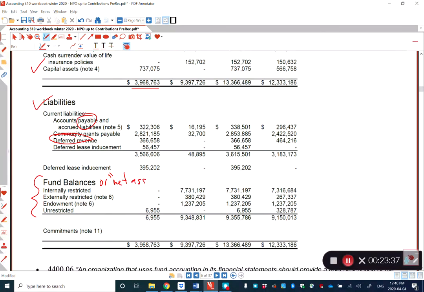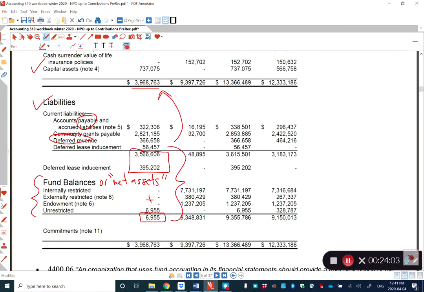In this case, the United Way has chosen to call this part of the balance sheet fund balances, but it could also be referred to as net assets. So you'll see, if you total up all your liabilities here plus your fund balances here, that will equal the total of your assets up here.